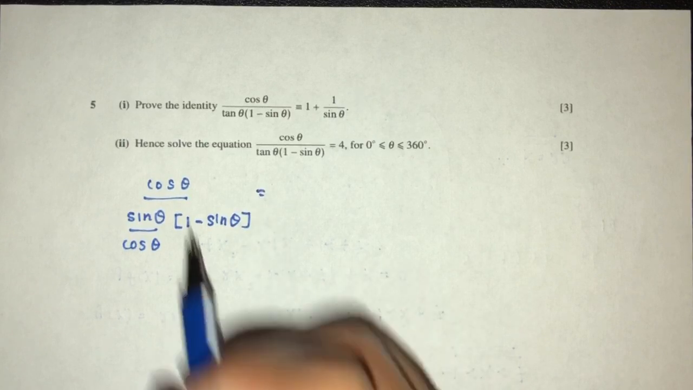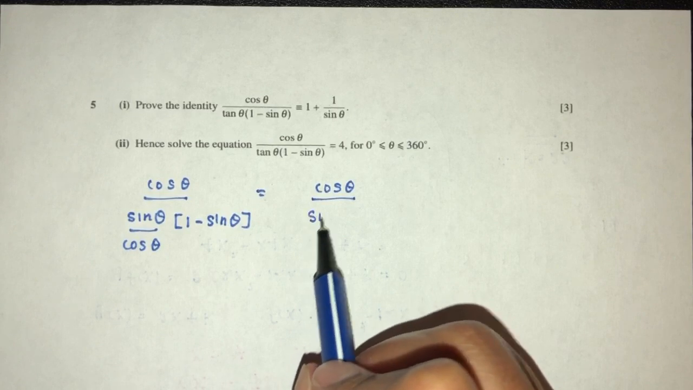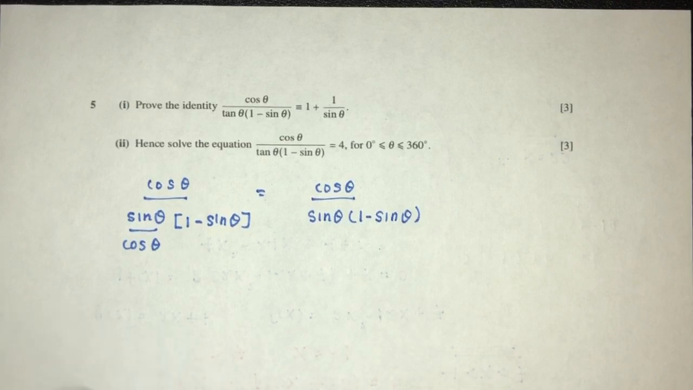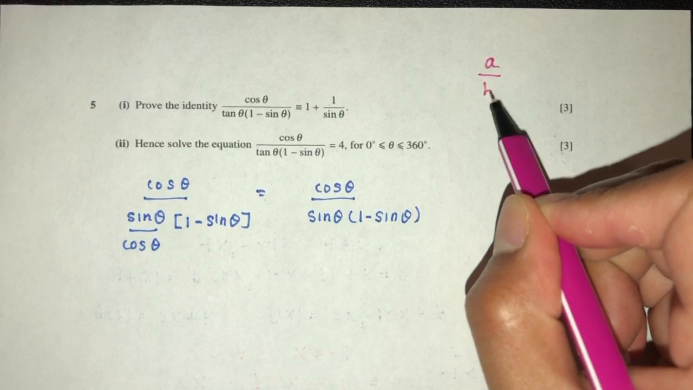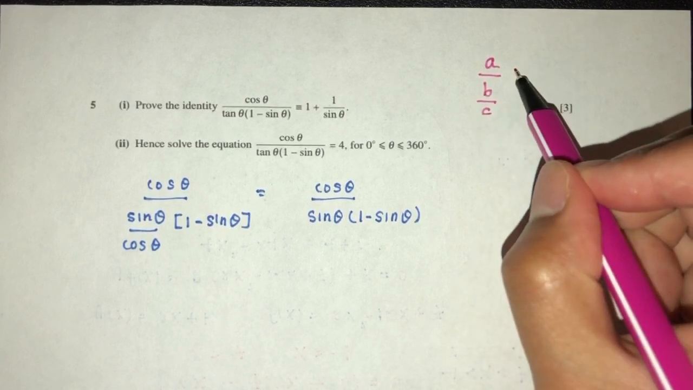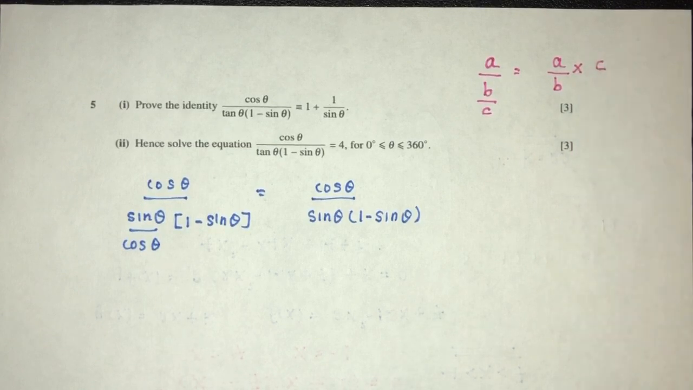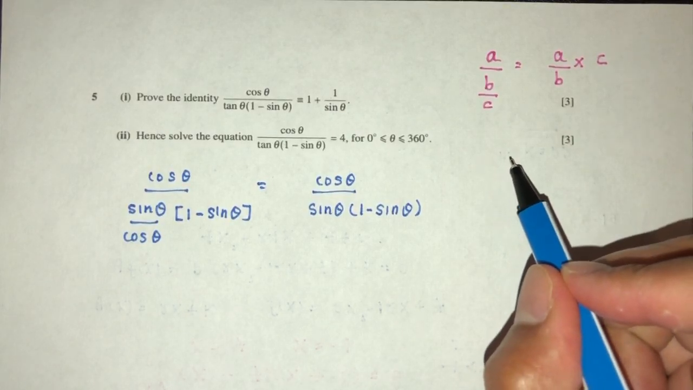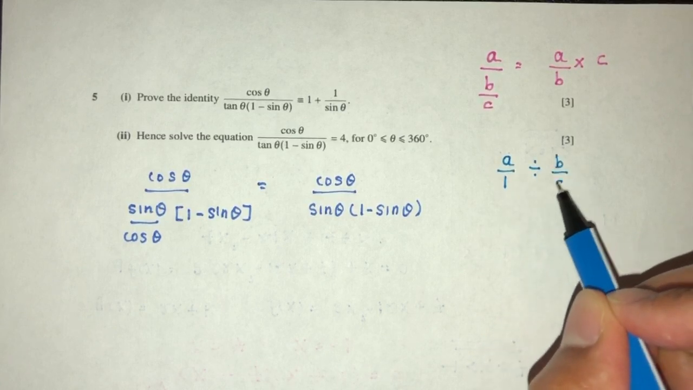So we can simplify. On top we have cos, we don't change for now. And here we have sine theta times 1 minus sine theta. Now, for example, let's say on top I had A divided by B by C. This is the same thing as saying A divided by B multiplied by C. I hope that makes sense, because I think from paper 1 O level we have seen something like this. What is A? A is A divided by 1 divided by B over C, right?